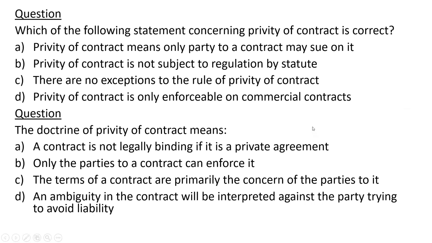Coming to the next question, the doctrine of privity of contract means that a contract is not legally binding if it is a private agreement? No. Only the parties to a contract can enforce it? Yes. Only the parties to a contract can enforce it. The terms of a contract are primarily the concern of the parties to it. The ambiguity in the contract will be interpreted against the party trying to avoid liability. So basically, option B is correct. Only the parties to a contract can enforce the contract and acquire rights and obligations under it.